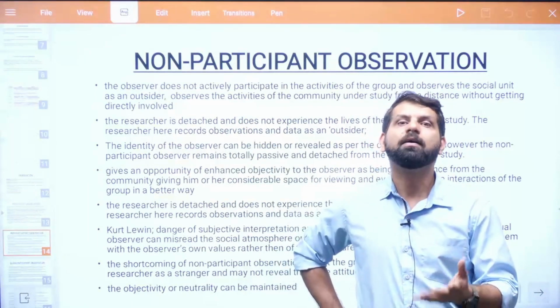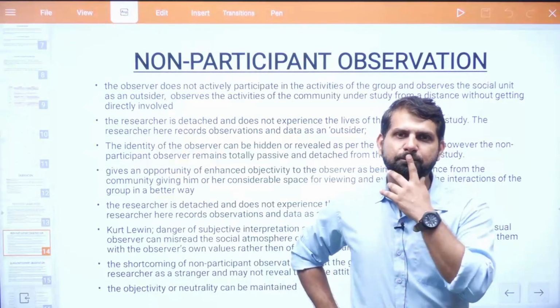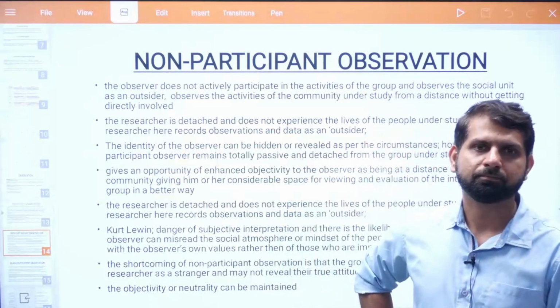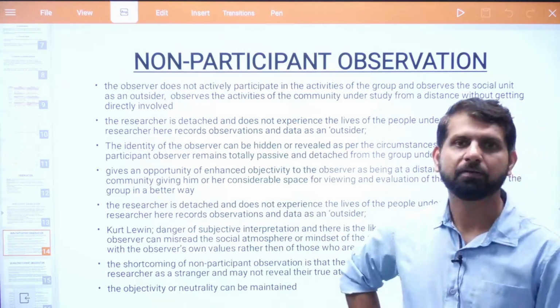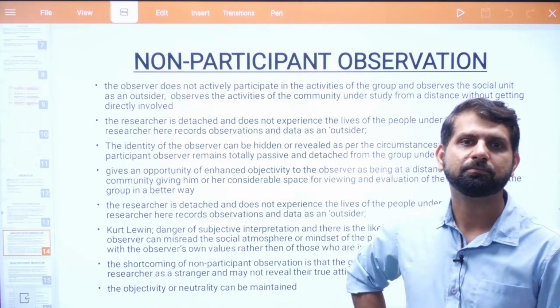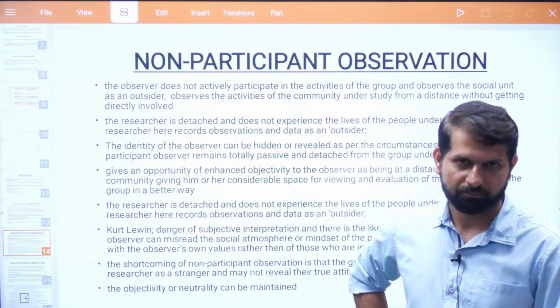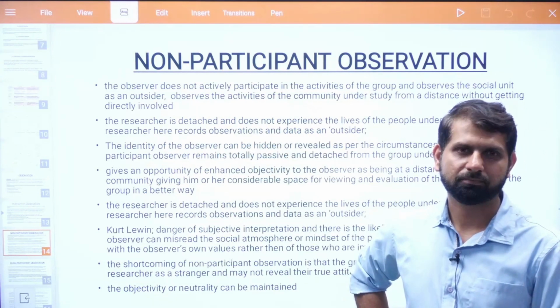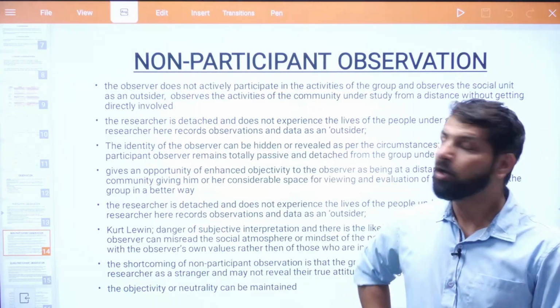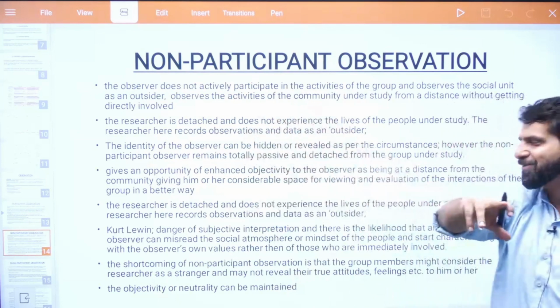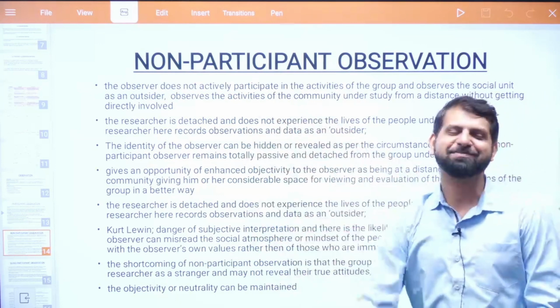That is why in non-participant observation, sorry, that was objective. The debate of objectivity versus subjectivity.